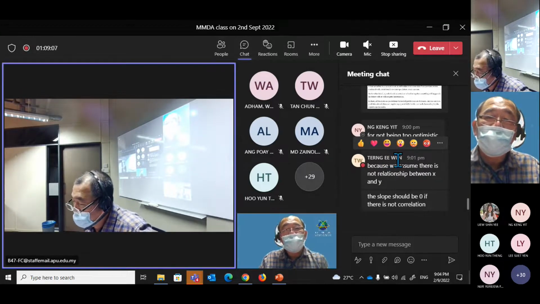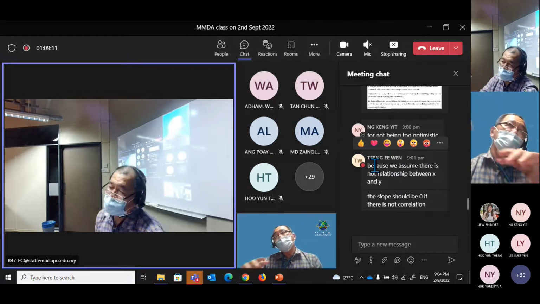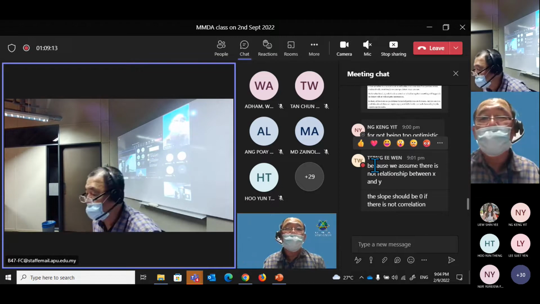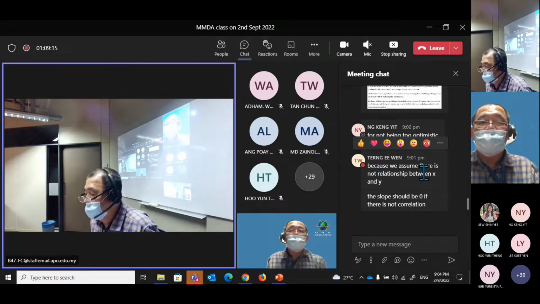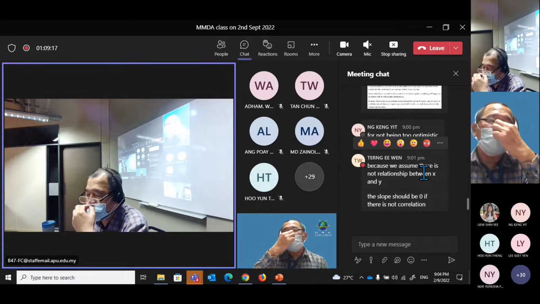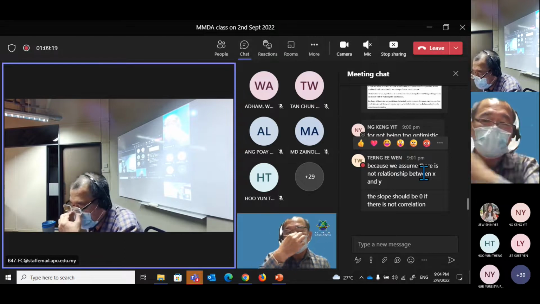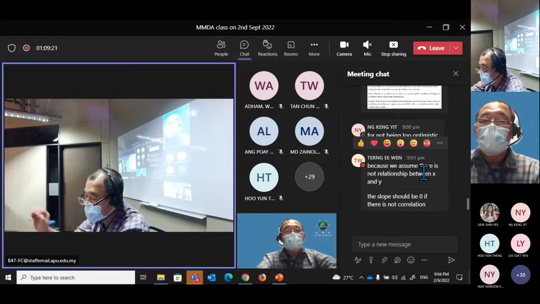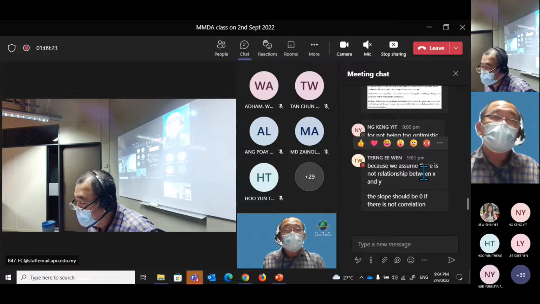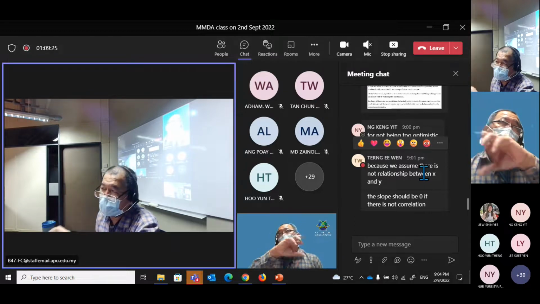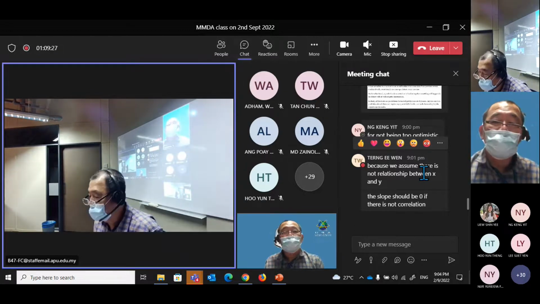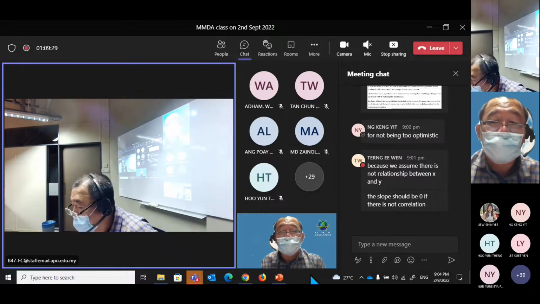So same thing, we assume there's no relationship. It's not relationship, it's the effect of the X on the Y. But you got the idea. I can give you 9 marks for this answer. It's a bit better. The slope 0 means that the X cannot affect the Y, in this context.